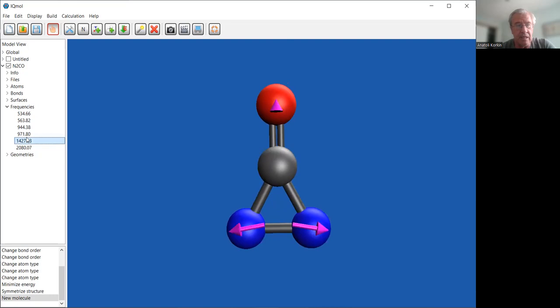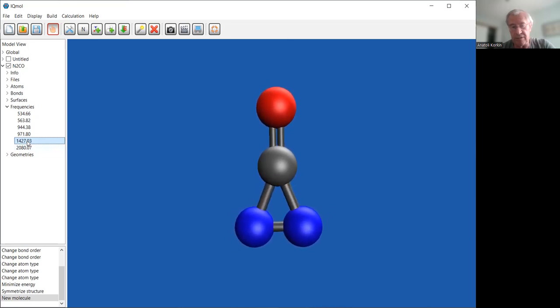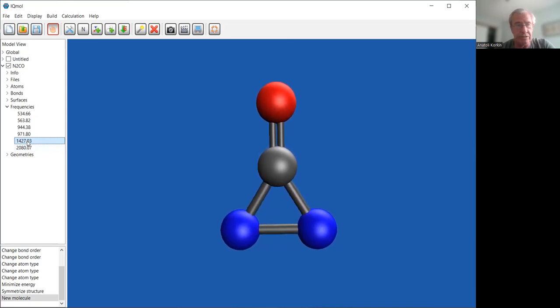The next one, as we can see, is also fully symmetric. For all symmetry operations, it is in plane. If we rotate it along the axis, it will be symmetric, and if we reflect it in the plane perpendicular to the molecule, it's also symmetric. So this vibration is also A1 symmetry. If we double click on it, we'll see that most of it is vibration of the nitrogen bond, with a little bit of the carbon-oxygen bond as well.